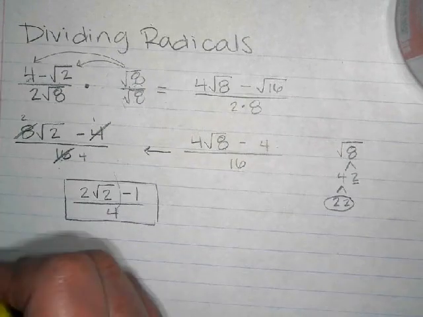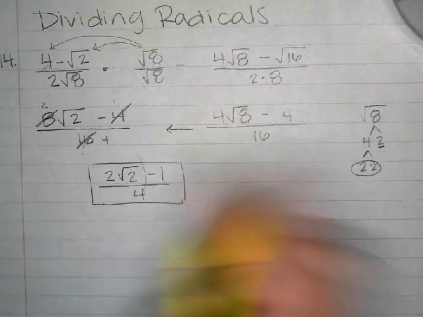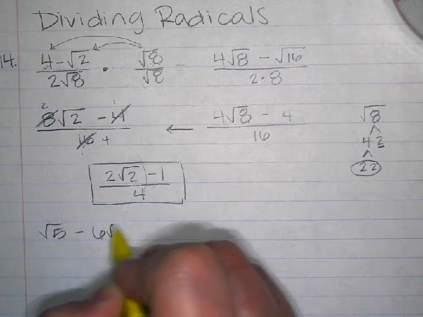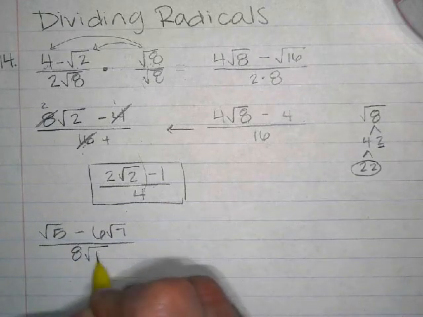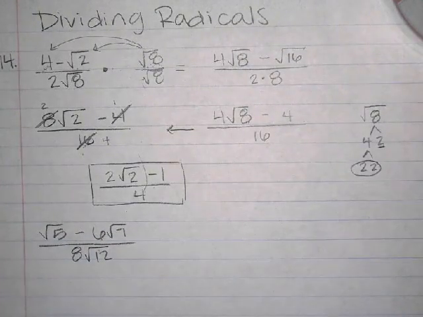So now don't feel like you have to write this down. If I had the problem root 5 minus 6 root 7 over 8 root 12, what would I need to multiply this by to fix the problem?